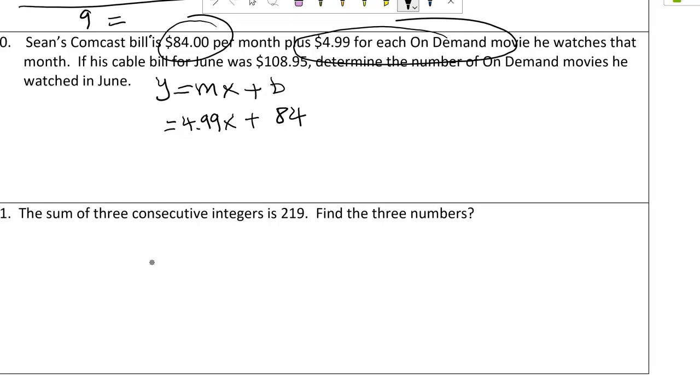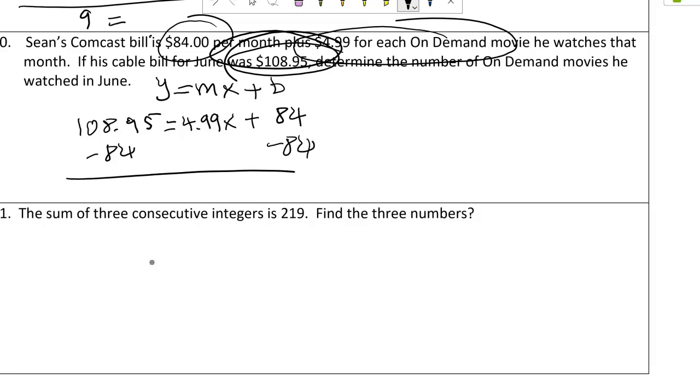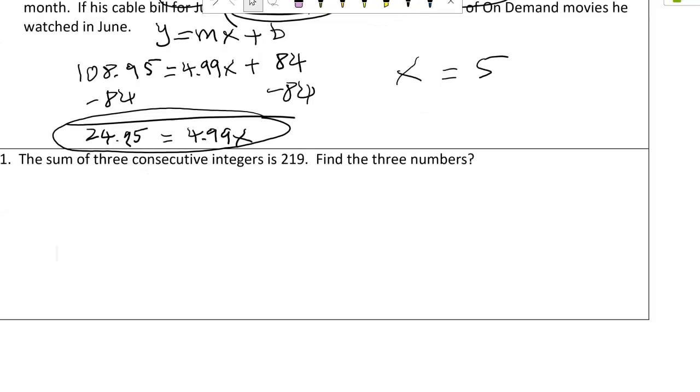And then they're giving you the total of his bill. This was his bill total, 108.95. If we want to know how many movies he rented, you just solve this equation. So let's start by subtracting 84. And that is going to be 108.95 minus 84 equals 24.95. We've still got the 4.99x, and as we did in the last problem, just divide both of these by 4.99, and let's see what we get. Divided by 4.99, we get x equals 5, so that's the number of movies.